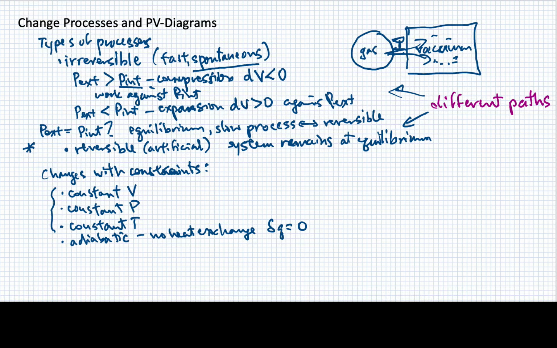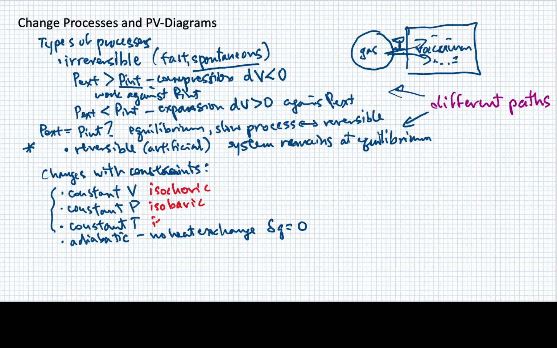Now let me put a label on these so that we can use some special language. A change that involves a constant volume is called an isochoric change, based on Greek roots. A change that involves constant pressure is called an isobaric change. And you might recognize bar as being the same root as used in barometer. A barometer is something that measures pressure.